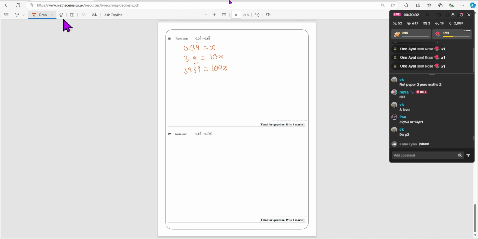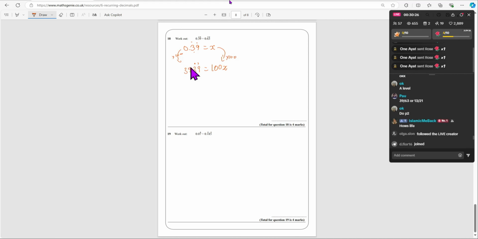Now for this type of question, I would skip the 10x, since we have two recurring numbers, so I will just start by multiplying by 100. So we get both of those numbers on the other side of the decimal place. Okay, we'll just times it by 100, and times it by 100.